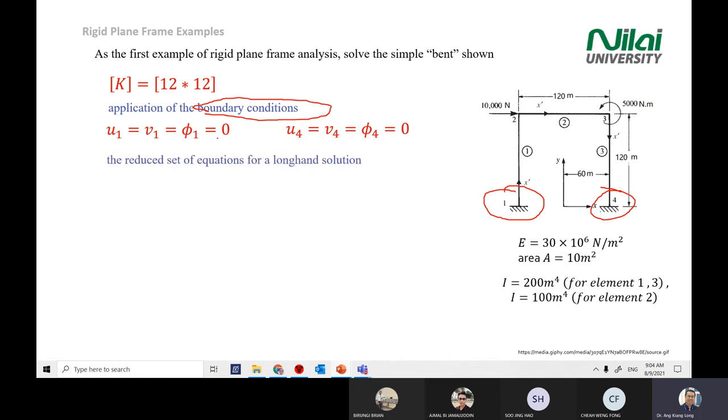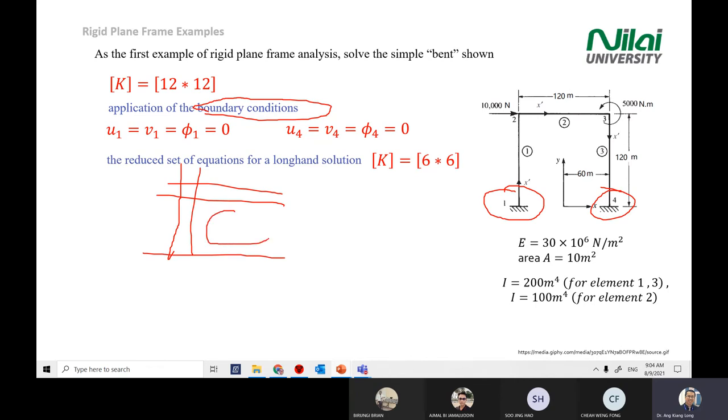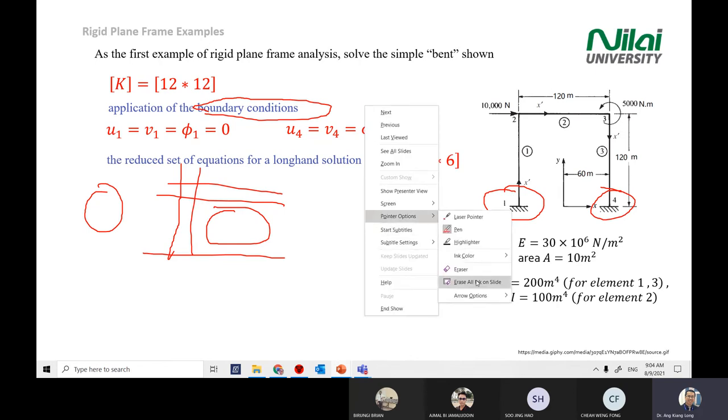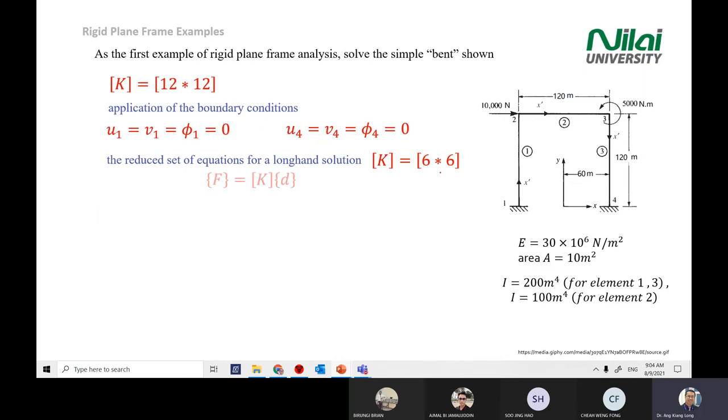You can reduce the 12 times 12 matrix by closing it, and it becomes 6 times 6. I taught you how to close the matrix previously. You close 1 and 2 and so on, using your pencil, and then you have the remaining matrix. We call this the reduced set of equations. So 1, 2, 3, 4, 5, 6: you reduce 6 equations from 12 times 12 to a 6 times 6 matrix. Then after that, you use F equal to KD.